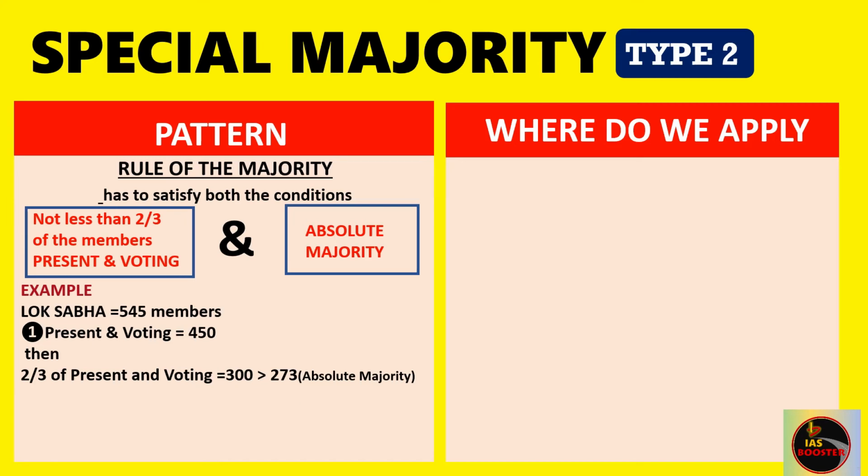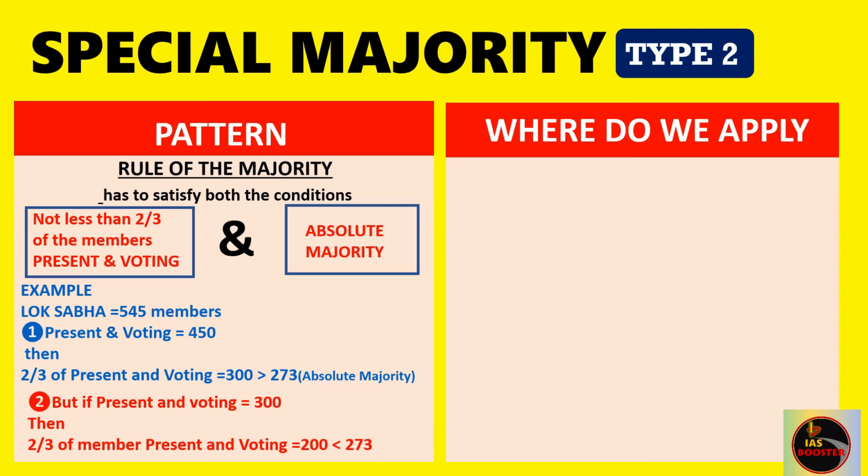In case number 2, present and voting number is 300, and so 2/3 of the members present and voting is 200. So here it satisfies the first, there is no less than 2/3. It satisfies part 1. But in part 2 it talks about the absolute majority. The absolute majority is 273, and your 200, which is 2/3 of the total members present and voting, is much below 273.